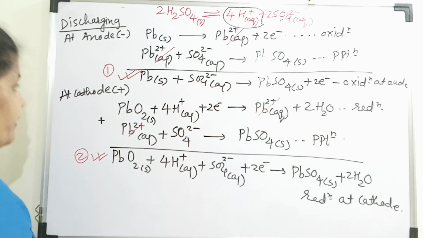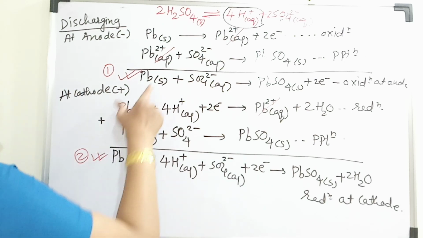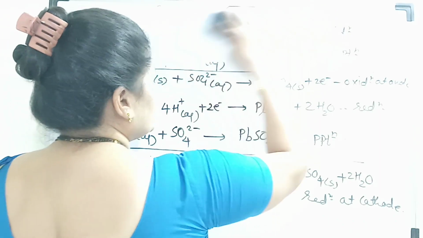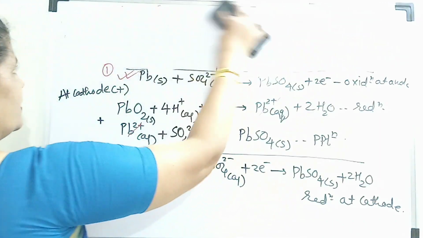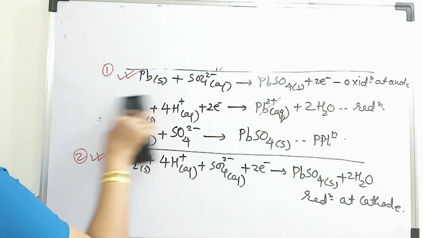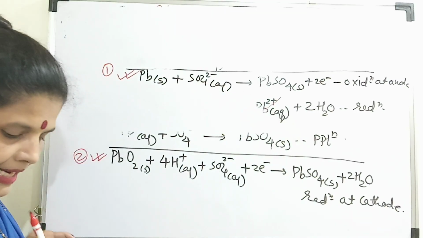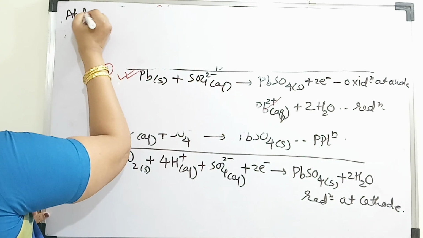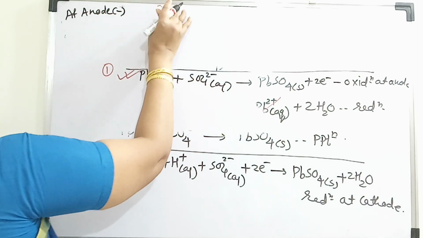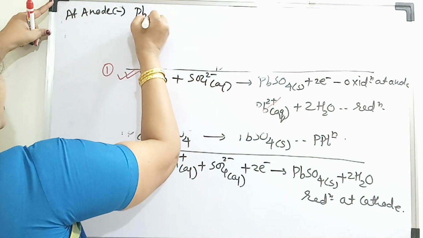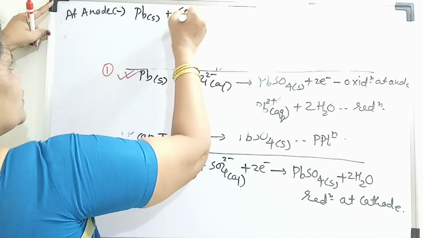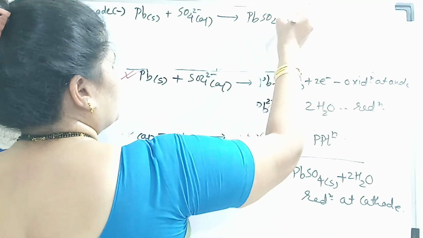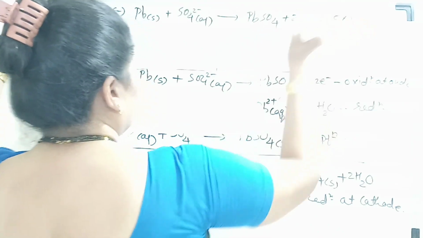If I want the complete redox reaction, I must add the anode and cathode reactions. So I am cleaning this because of space, and I will add the two equations now. Here I have the first equation, that is at anode. Final equation I am writing. This is the negative terminal. So what I have here is Pb plus SO4 2- gives PbSO4 plus 2 electrons. This is your oxidation reaction.